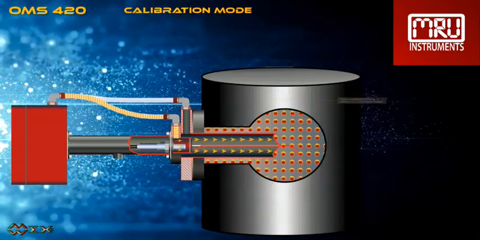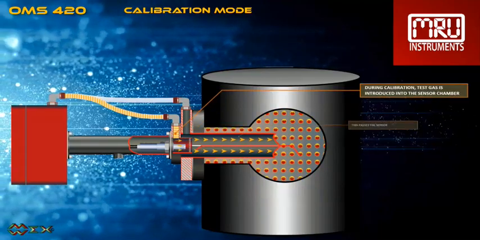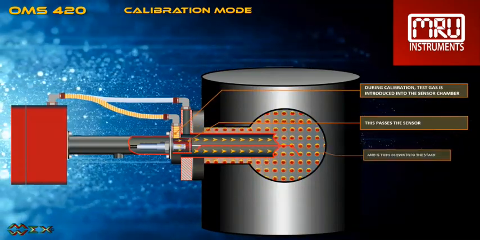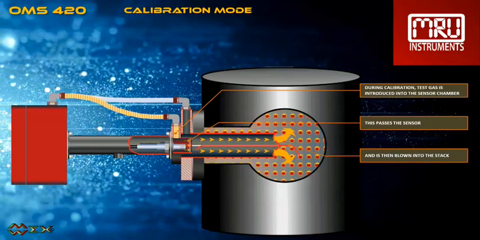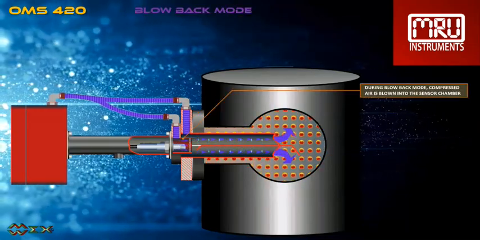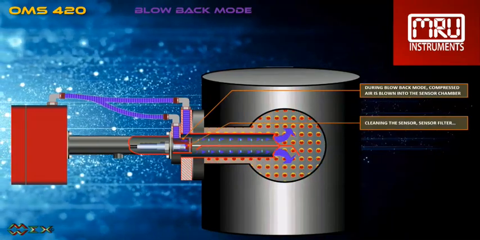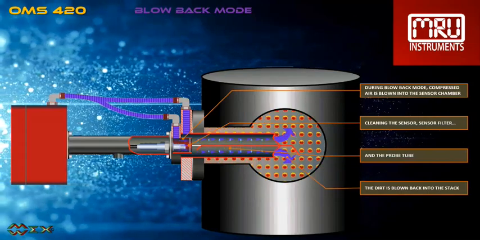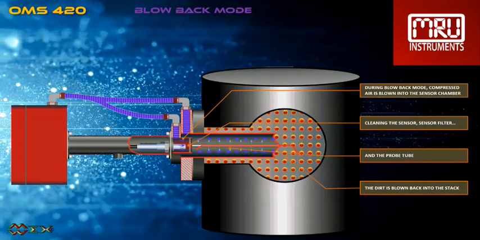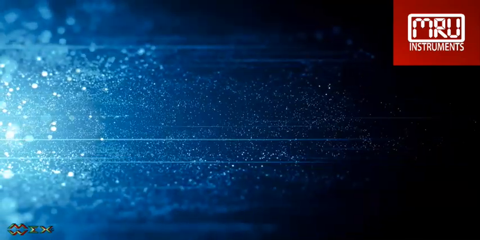During calibration, test gas is introduced into the sensor chamber. This passes the sensor and is then blown into the stack. The calibration intervals are user-definable. During blowback, compressed air is blown into the sensor chamber, cleaning the sensor filter as well as the probe tube. The dirt is blown back into the stack. The blowback intervals are user-definable.